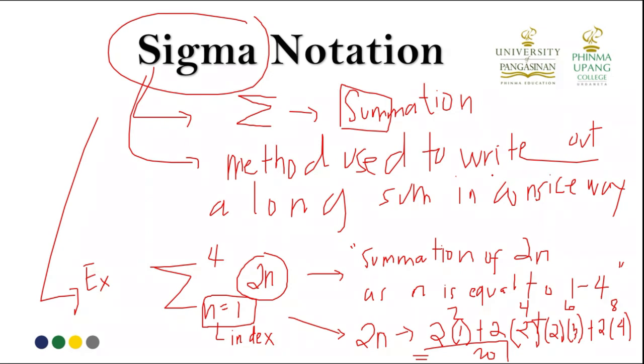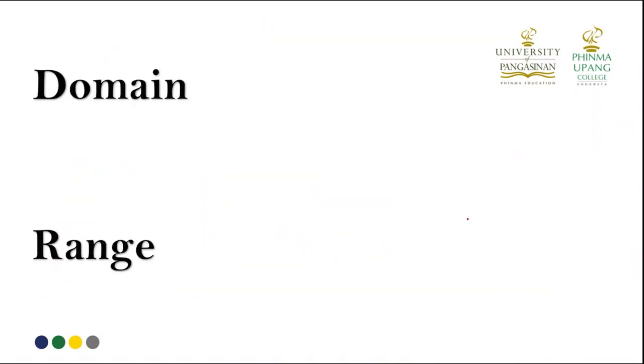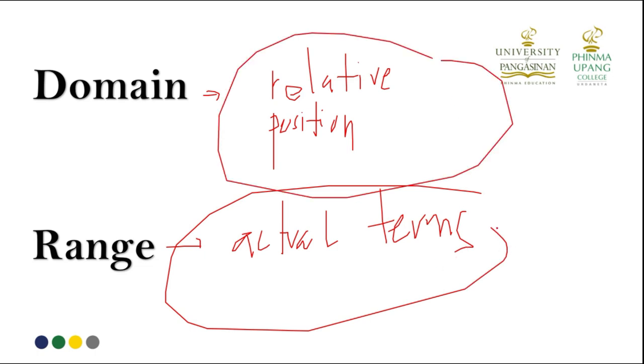Again, anong tawag sa 1, 2, 3, 4, at 5? Sequence. Yes, it's a sequence. To be specific, ano yung 1? A term, a member or element. Again, what is the domain? Sinabi ko kanina, domain and range. Domain is the relative position. How about the range? Actual terms. Okay, relative position and actual terms.